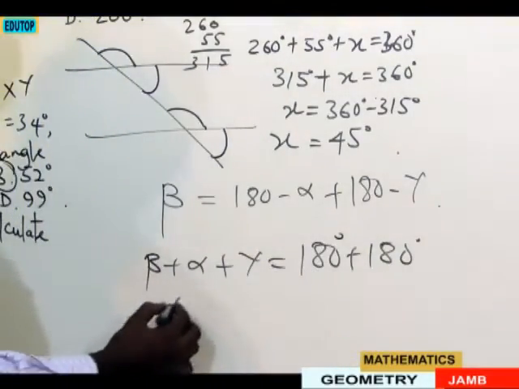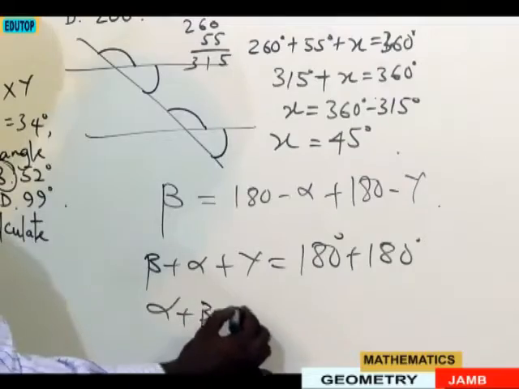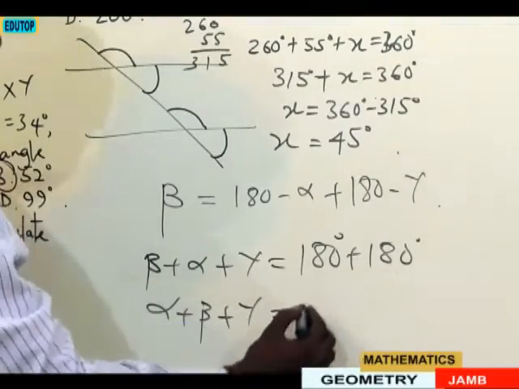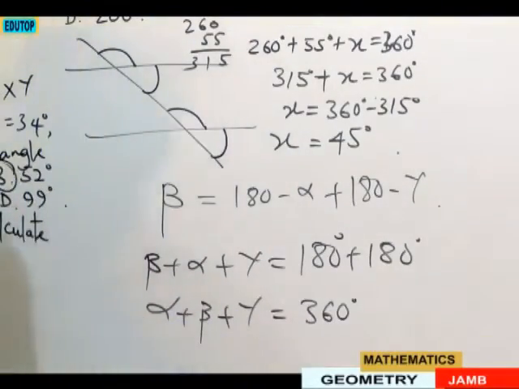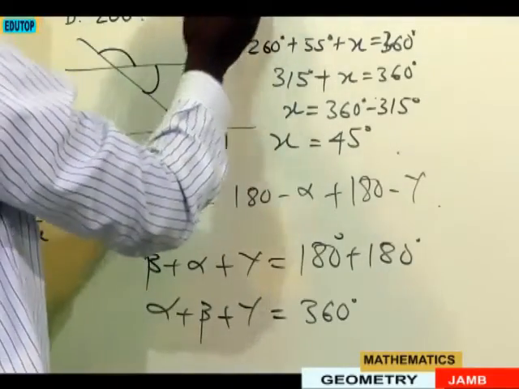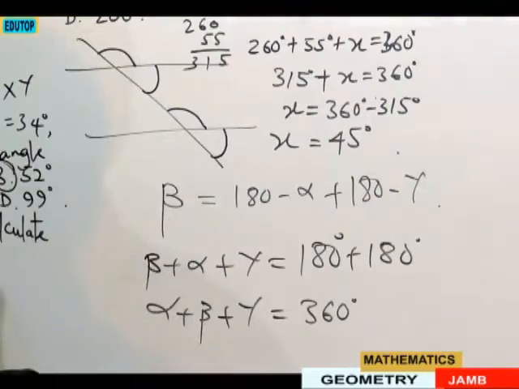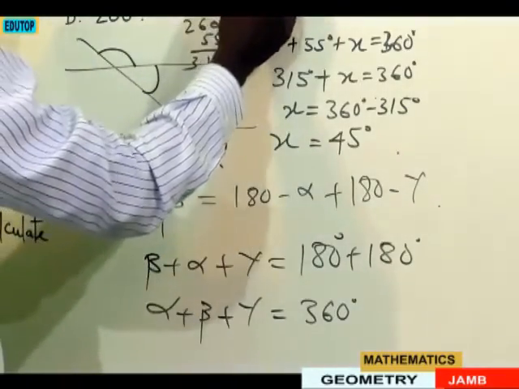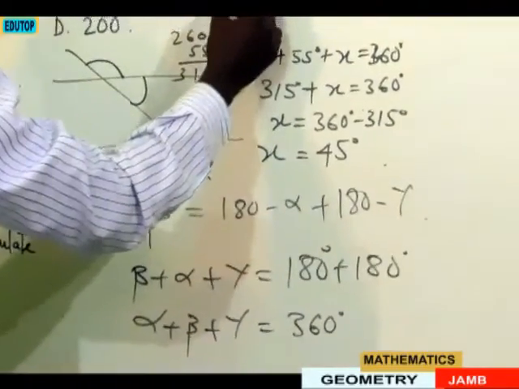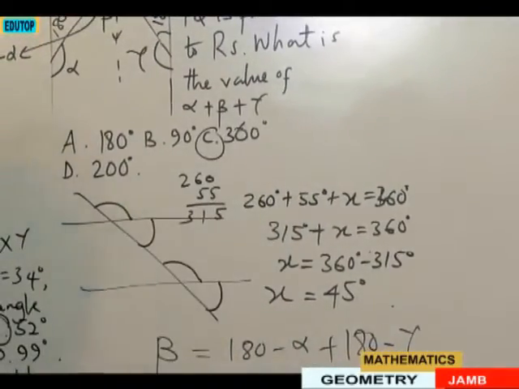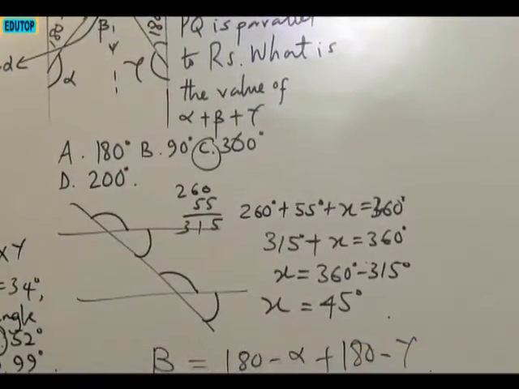So let me now rearrange. Alpha plus beta plus gamma equals 180 plus 180, that's 360 degrees. Since the question asks me to find the value of alpha plus beta plus gamma, it's only going to be 360 degrees. This is 360 degrees, not 300, 360. So our option will be option C.